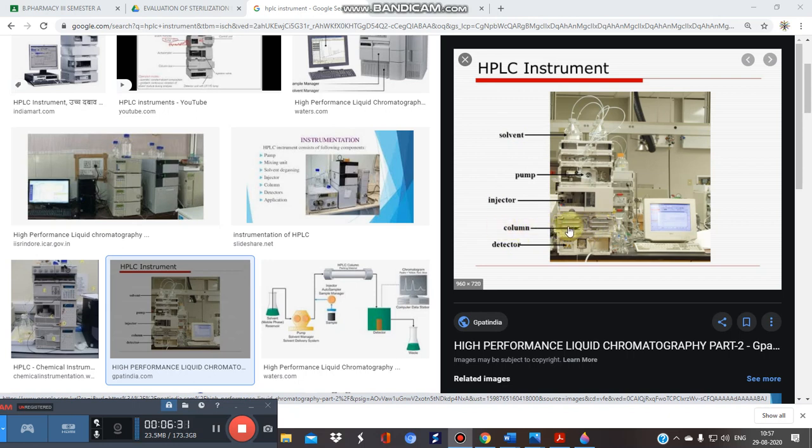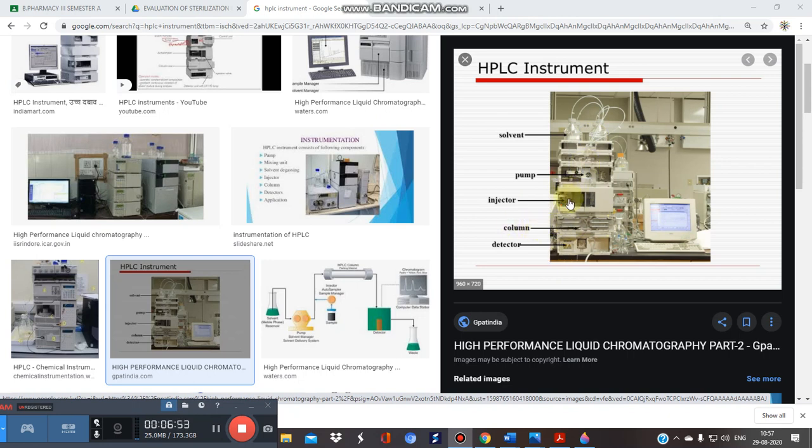And above the column there should be mobile phase. Solvent means mobile phase is there. And injector means sample injector. You have to put your sample here. And ultimately in the last, the detector part is there, and you will see the separation. Yes, again a very simple technique. Again, just see this. This is your column. Above the column we will put our sample.